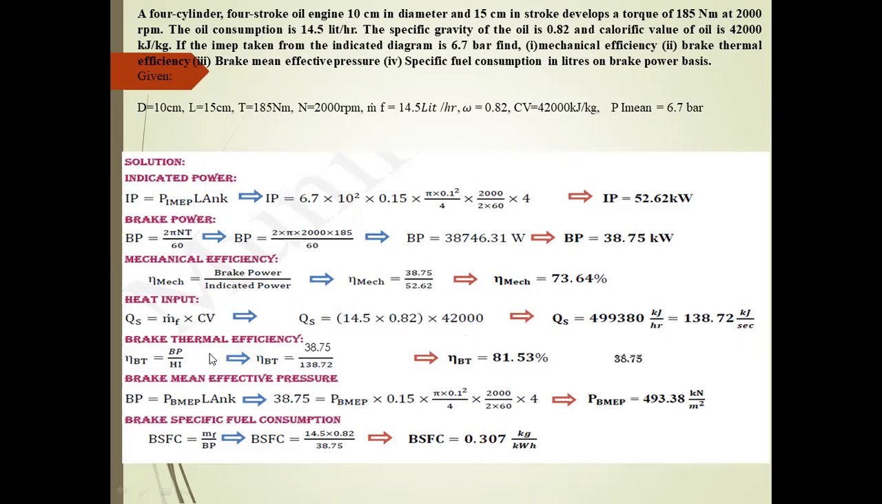Next we can find out the brake thermal efficiency. The brake thermal efficiency is the ratio of brake power to heat supplied.